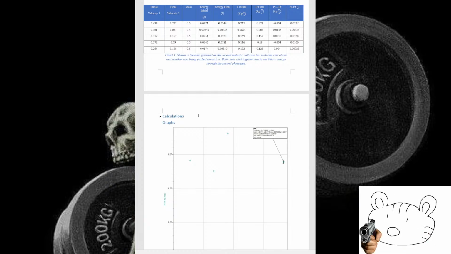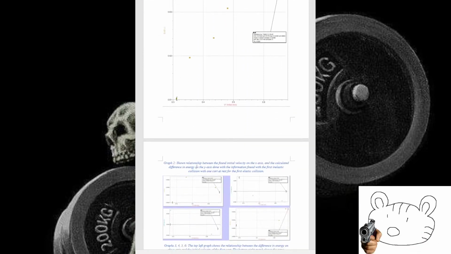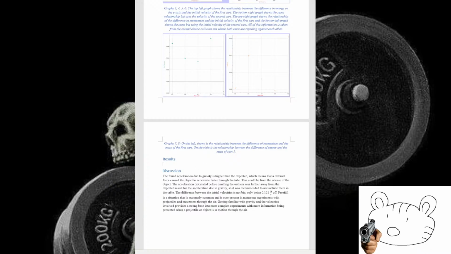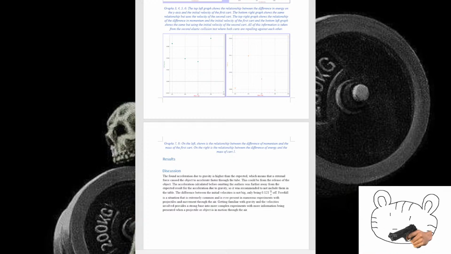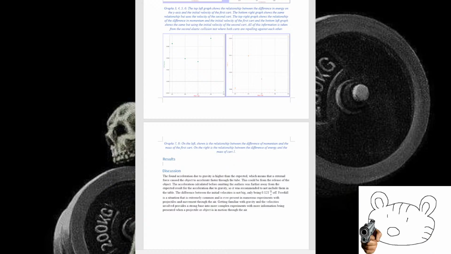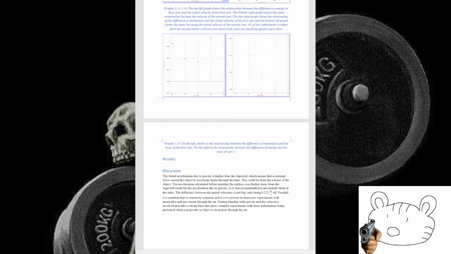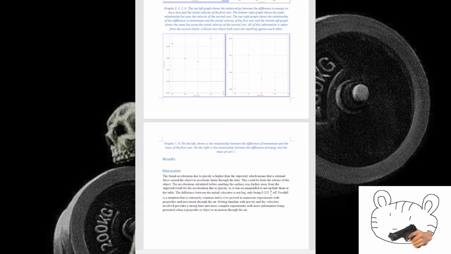Anyways, I only have 3 things left to do on this, or 2, technically 3. Result. The result for this lab, what they want us to answer is, is momentum conserved and is energy conserved? Shocking answer: it's not, because it's not a perfect system. But they want information to back it up. So you have to figure out why it's not conserved, why it is conserved, and so on.